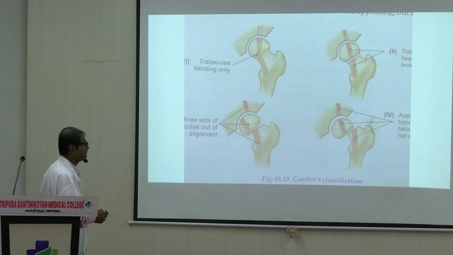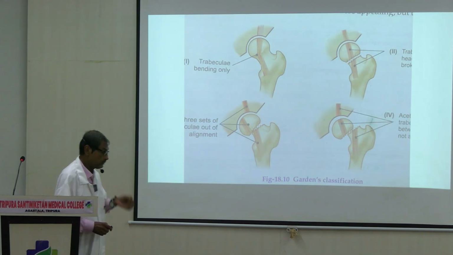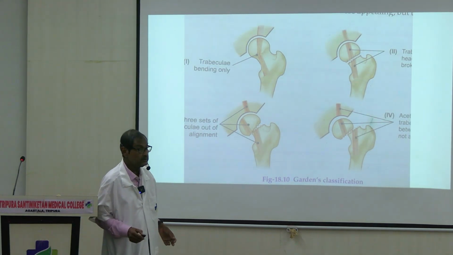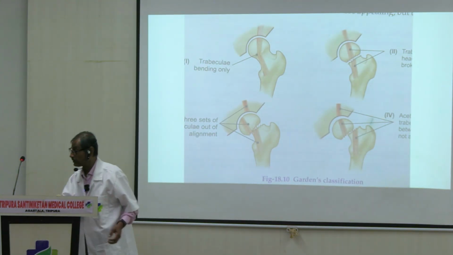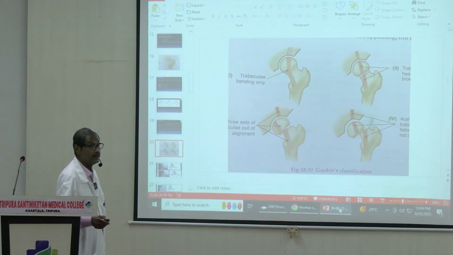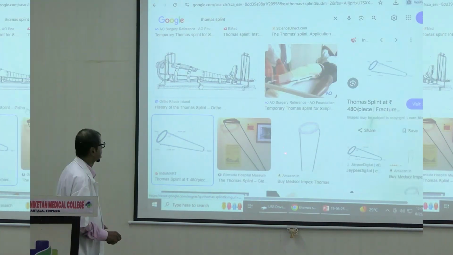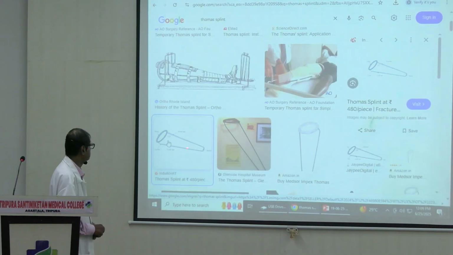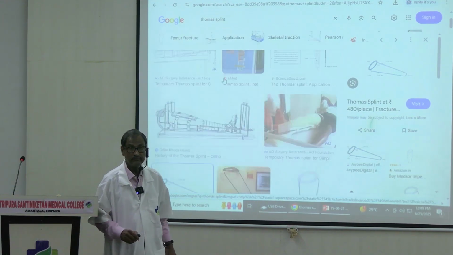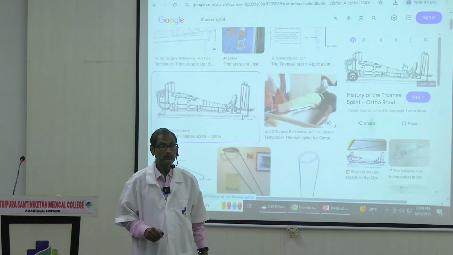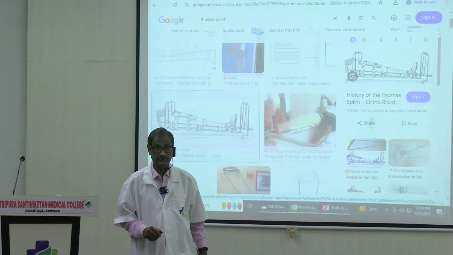If an incomplete fracture comes to you, what will you do? You ask the patient to take rest on a Thomas splint. I will show you a splint. These are the splints. You see, this is the Thomas splint. H.O. Thomas, Hugh Owen Thomas, is the father of modern orthopedic surgery.